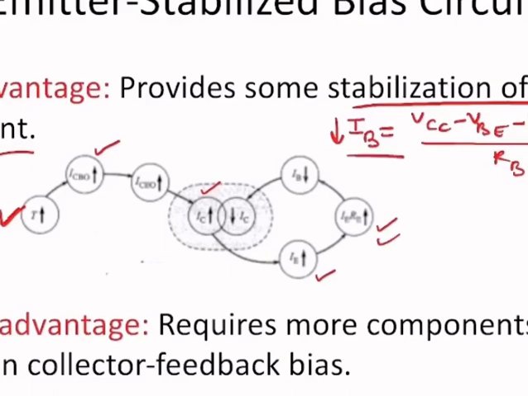Now come to the disadvantage. This particular type of biasing circuit requires more components as compared to the collector feedback bias circuit. Collector feedback we had discussed in lecture 2. As compared to that type of biasing circuit, this emitter stabilized circuit requires more components.